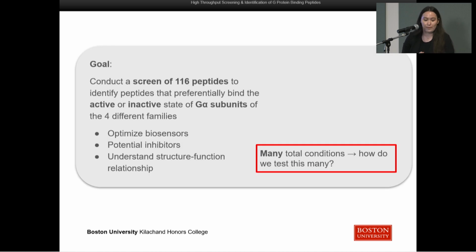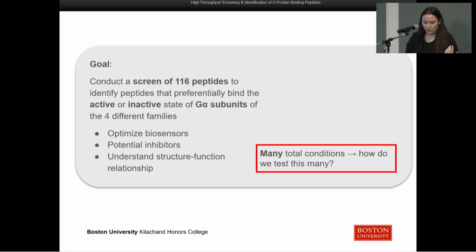Therefore, here lies the goal of my project, which is to conduct a screen of 116 peptides from this patent to identify ones that preferentially bind the active or inactive state of G-alpha subunits of the 4 different families. We want to do this to optimize the biosensors we already have, to find potential inhibitors of G-protein activity, as well as to further understand the structural-functional relationship between this protein and peptide binding. Why do they actually bind together?